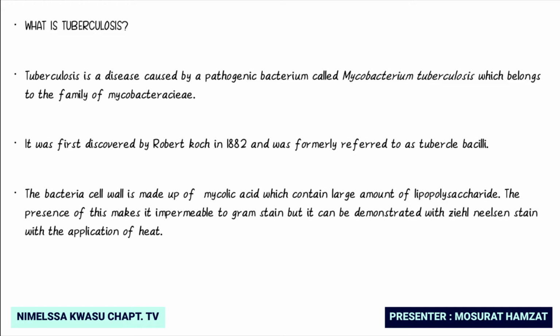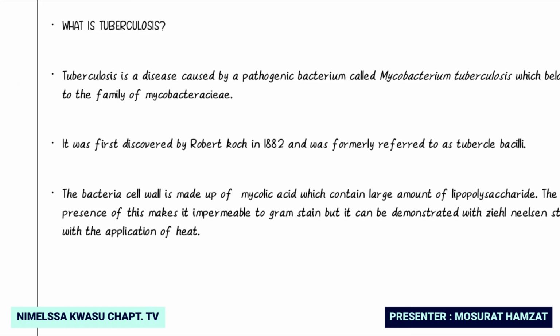Mycobacterium tuberculosis contains mycolic acid, which has a large amount of lipid. Because of this lipid, you cannot demonstrate Mycobacterium tuberculosis with our normal Gram stain, because the cell wall will not be permeable due to the large amount of lipid content present. So it is usually demonstrated with Ziehl-Neelsen stain with the application of heat. The heat makes the stain penetrate the cell wall more easily.